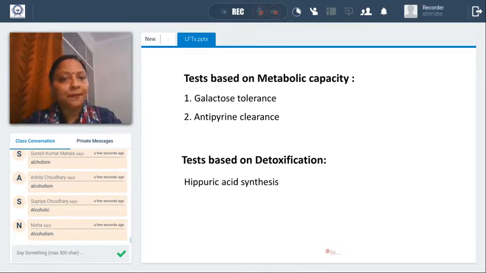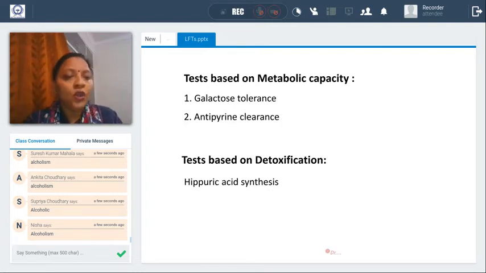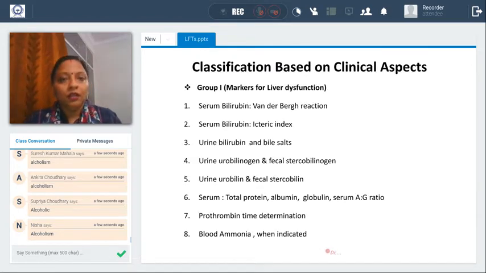Tests based on metabolic capacities. First is galactose tolerance and antipyrine clearance or antipyrine breath test, and tests based on detoxification. You all know hippuric acid synthesis. We will take it in further slides. This is another classification which is based on clinical aspect.